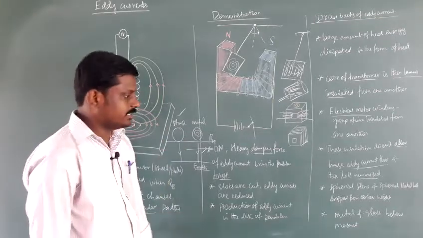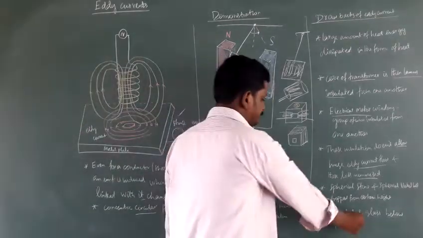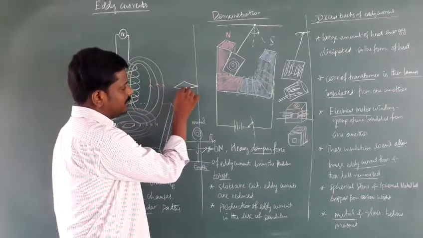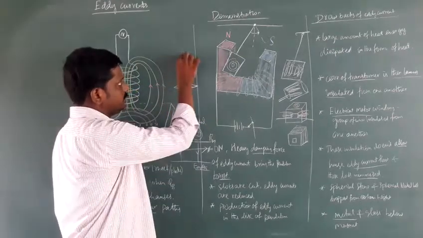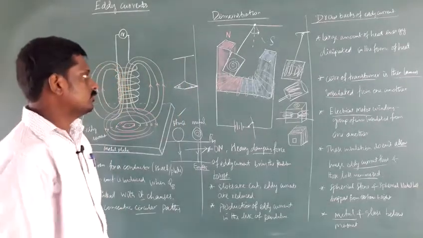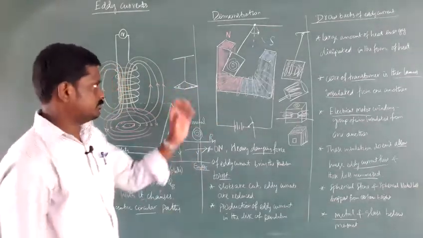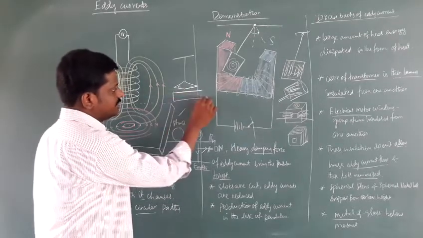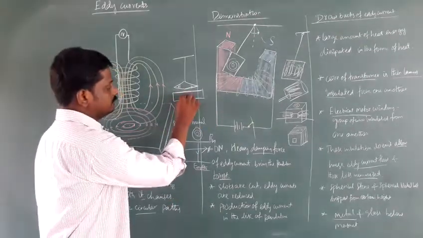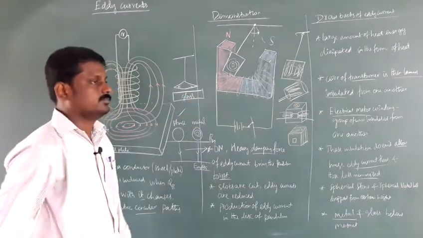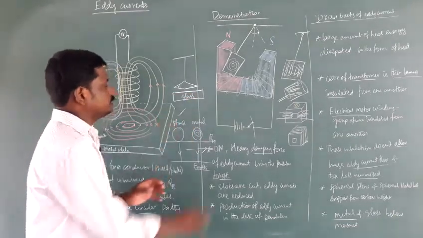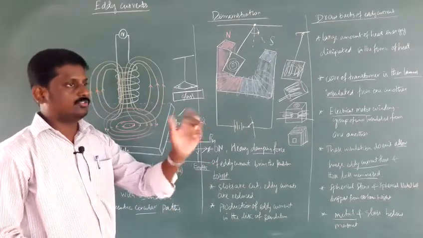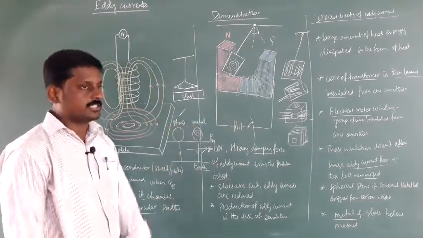Regarding the second case, there is a bar magnet, north and south, hanging. Make it a simple pendulum and just rotate it. In the first case, it is placed above a glass plate. It rotates to and fro in different directions, and again it comes back to rest.